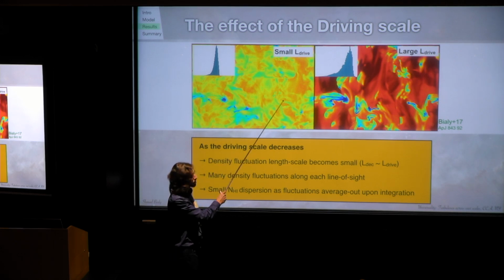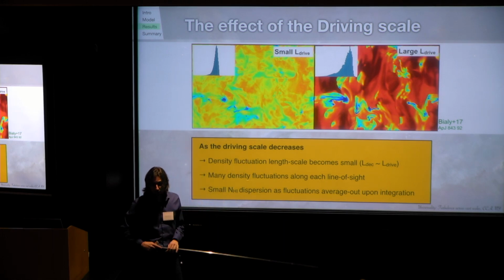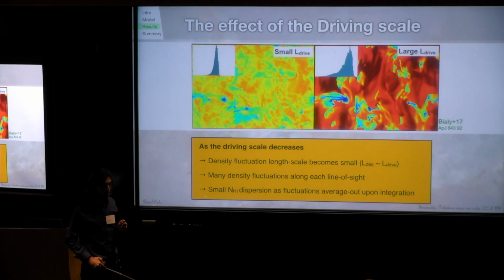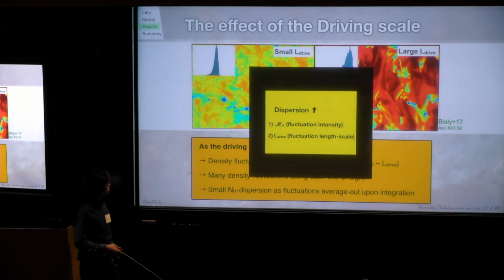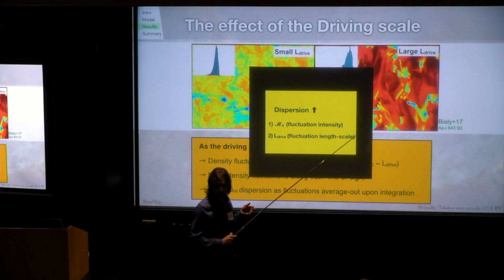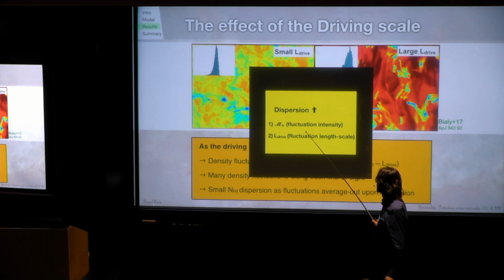The density fluctuations here are smaller just because they are averaged out as we integrate along the line of sight, and the PDF becomes narrow. So the PDF can be narrow or wide not just because of the effects of Mach number, but also because of the scale of density fluctuations, the scale of turbulence driving. To summarize these two points, the dispersion in H1, but also in other species, I just show H1 as an example, increases as the Mach number increases because the fluctuation intensity increases. And it increases as the driving scale increases because the fluctuation length scale, or coherence scale, increases.